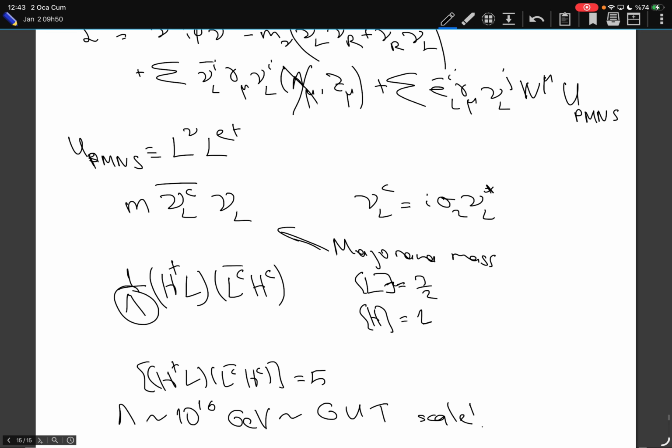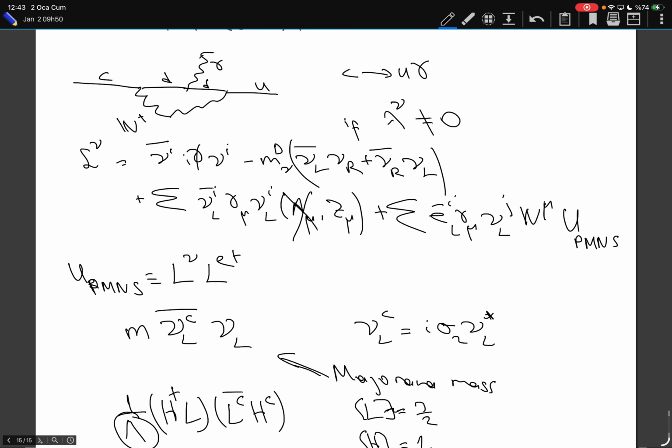So there are many things that seem to guide us to something at this so-called GUT scale, the Grand Unified Theory scale. We don't know if there's anything there, but who knows. And of course, if right-handed neutrinos do not exist, then there's no Dirac mass, and the only mass the neutrino has is the Majorana mass.